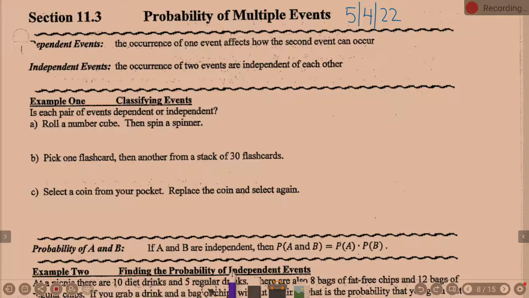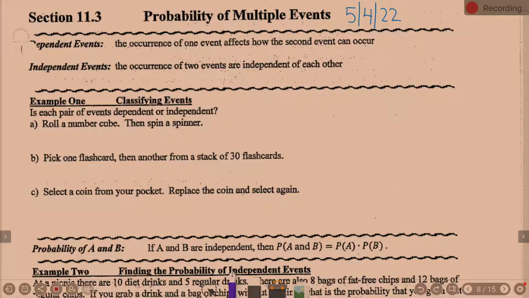If what you do the first time affects the second time, they are dependent events. Independent events, the occurrence of two events are independent of each other. So if what you do the first time has nothing to do with the second time, they're independent events. Just understand the difference between dependent and independent. A couple of examples here to make sure we understand. Is each pair of events dependent or independent?